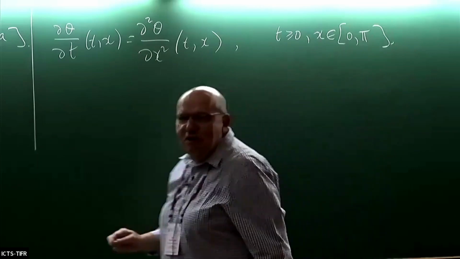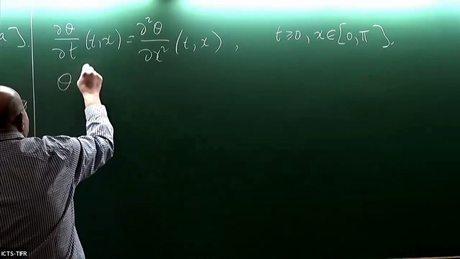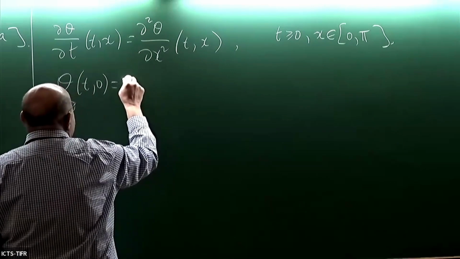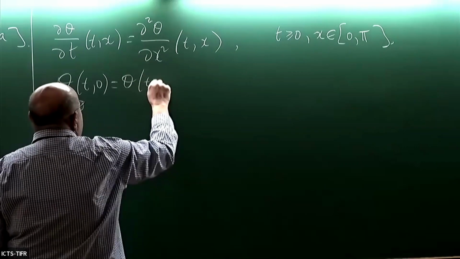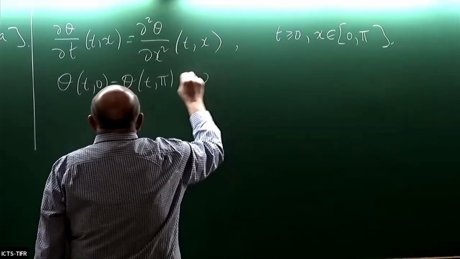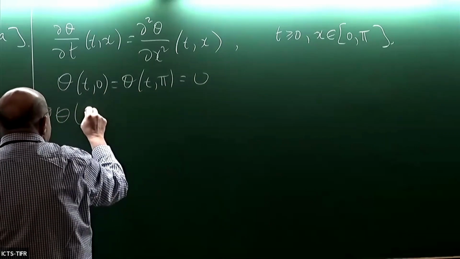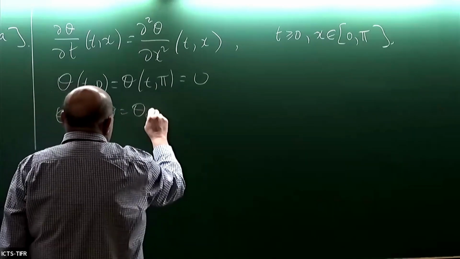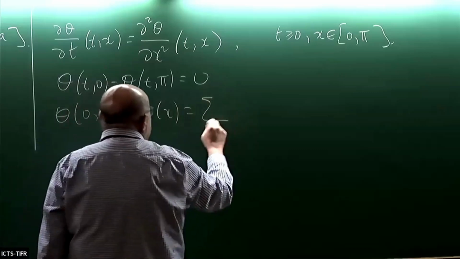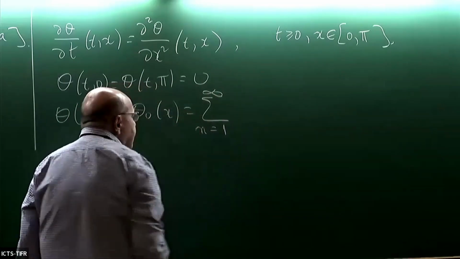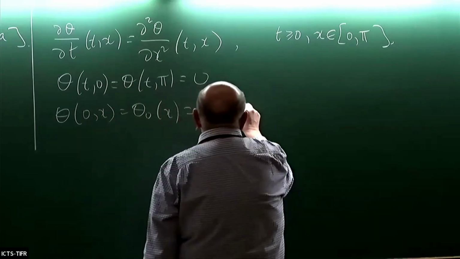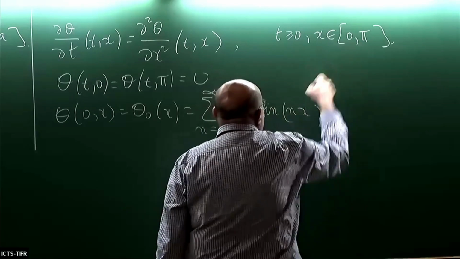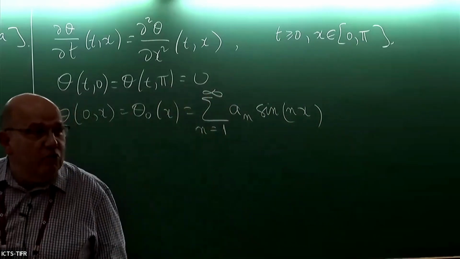For convenience, my interval is of length pi. I put homogeneous boundary conditions at both ends and an initial condition, theta of 0, x, equal to theta 0 of x, which I assume to be developed in a Fourier series, the sum from n equals 1 to infinity of a_n sine nx. This is why I choose pi here, to have only sine nx, to make it simpler.